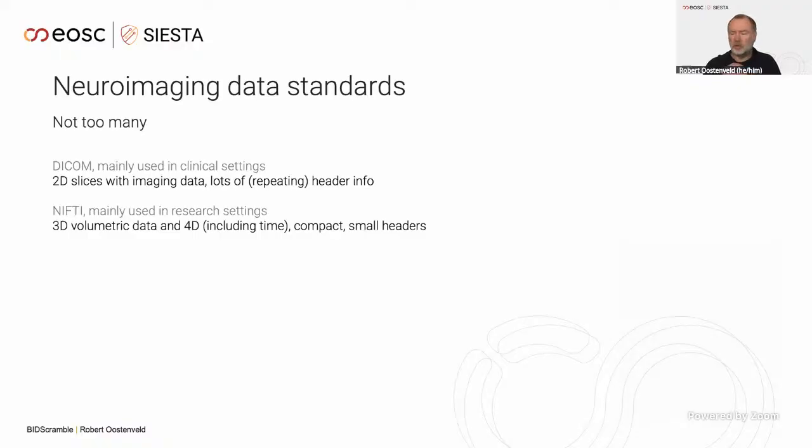For neuroimaging data analysis tools, DICOM is not so often used, but rather data is converted into the NIfTI format, which is mainly used in research settings, where the NIfTI files contain 3D volumetric data or 4D data, including a time axis so that we can track how brain activity changes over time. And these NIfTI files are relatively compact, they have smaller headers.